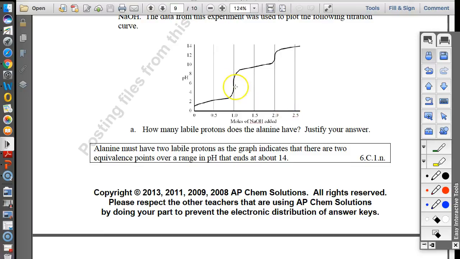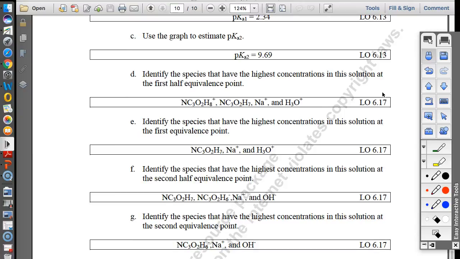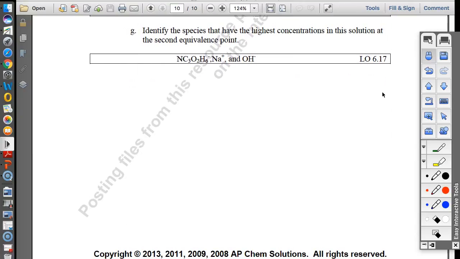Ooh, look. This has 2 hydrogens. I don't even know what the question is. Labile means it can move. Not fun. Get removed.